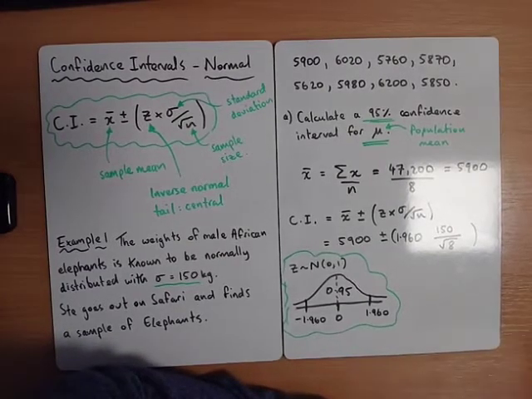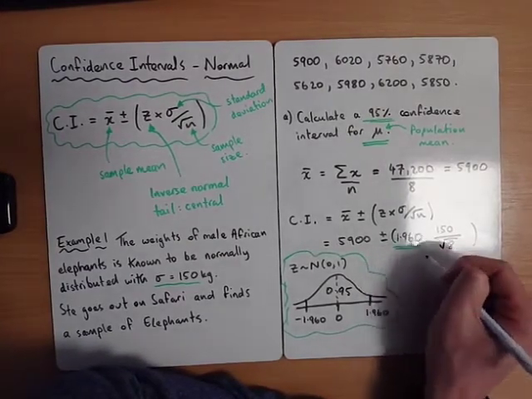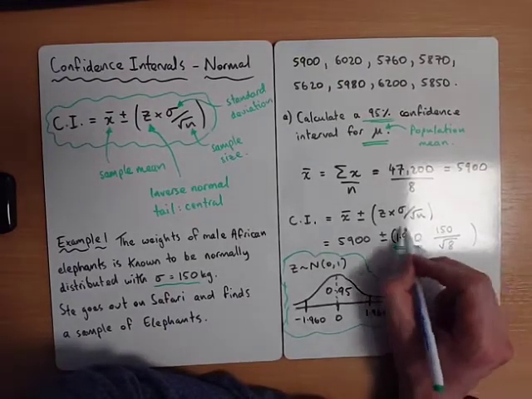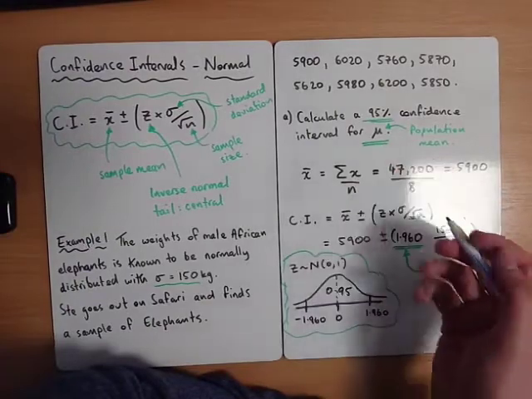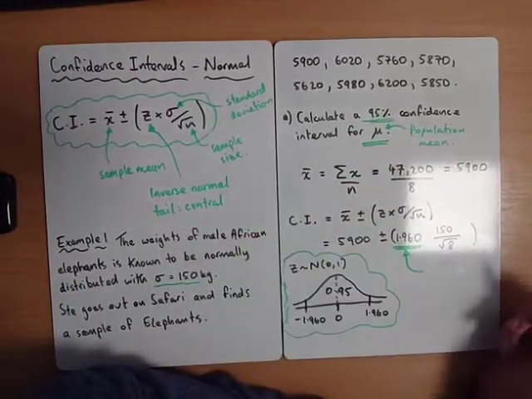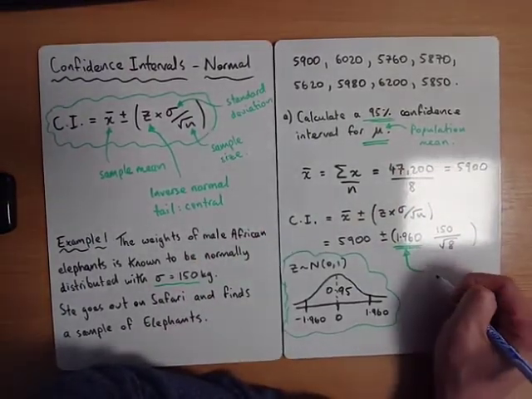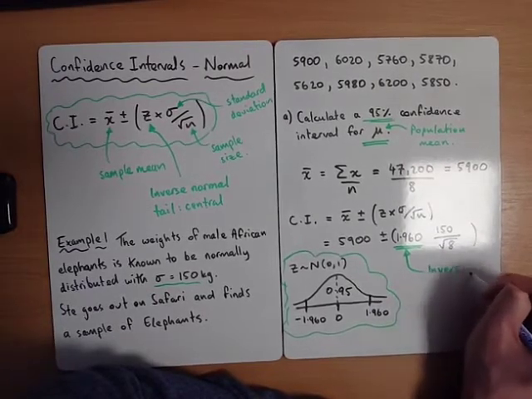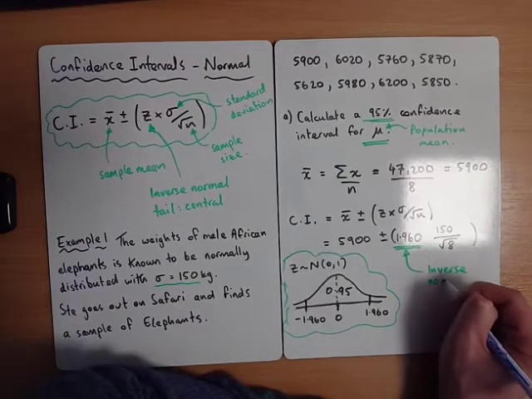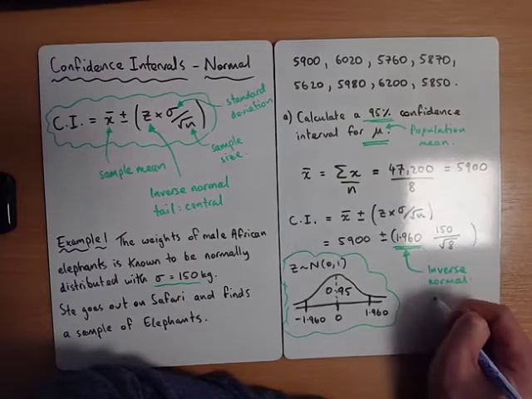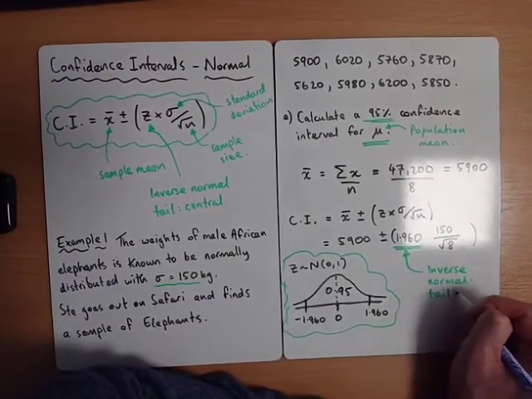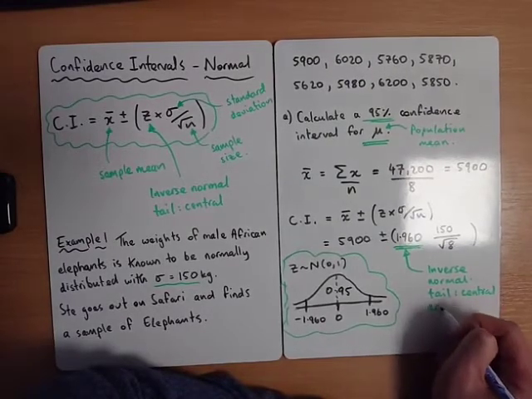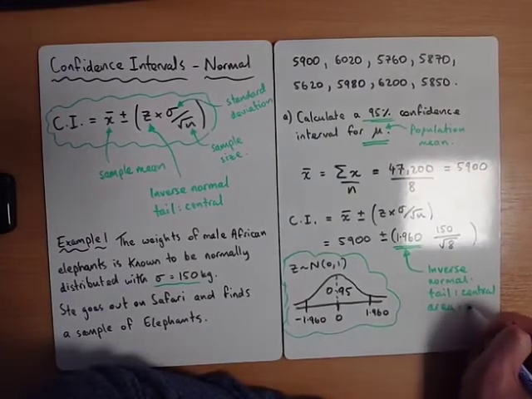But just for reference, I'm highlighting where this number comes from, because if you're going to go wrong anywhere on this topic, it's going to be getting the Z value. You're fine to calculate the mean, you're fine to do the standard deviation, as long as you remember the formula. Just realise that that's inverse normal, tail central, and area 0.95.